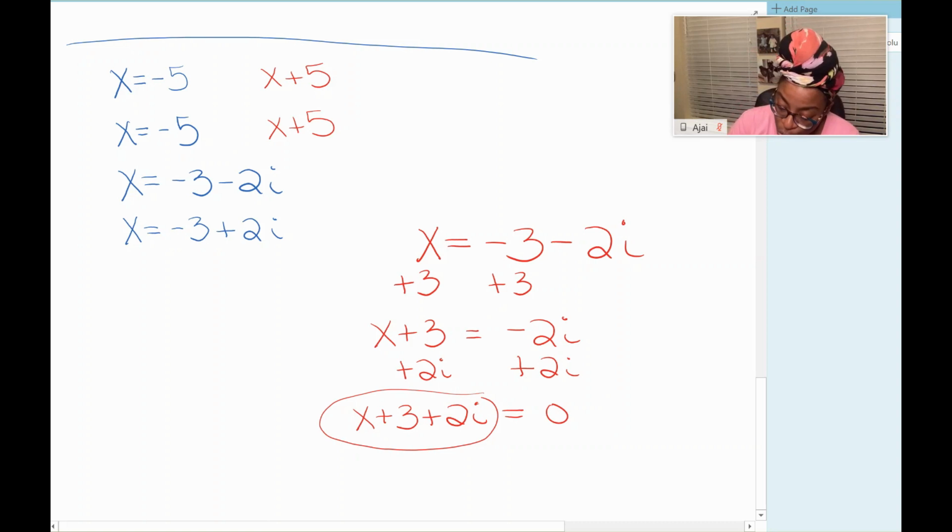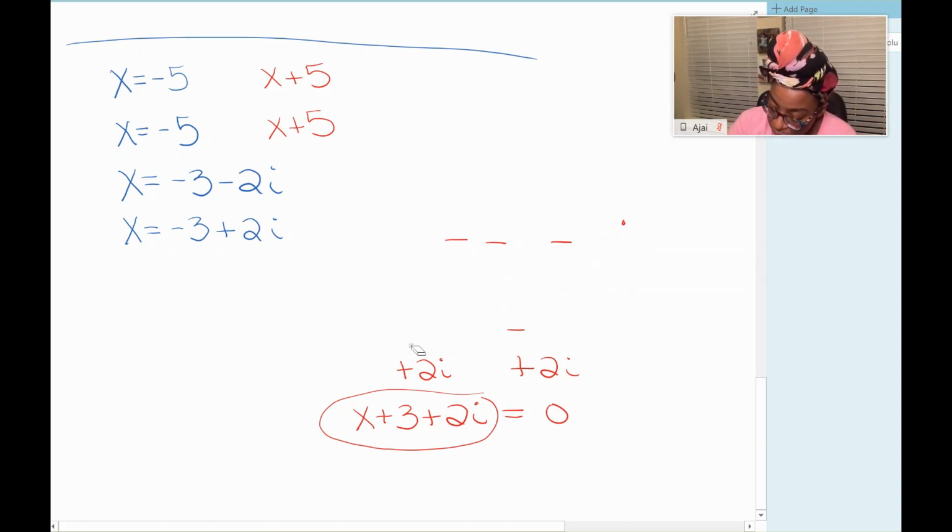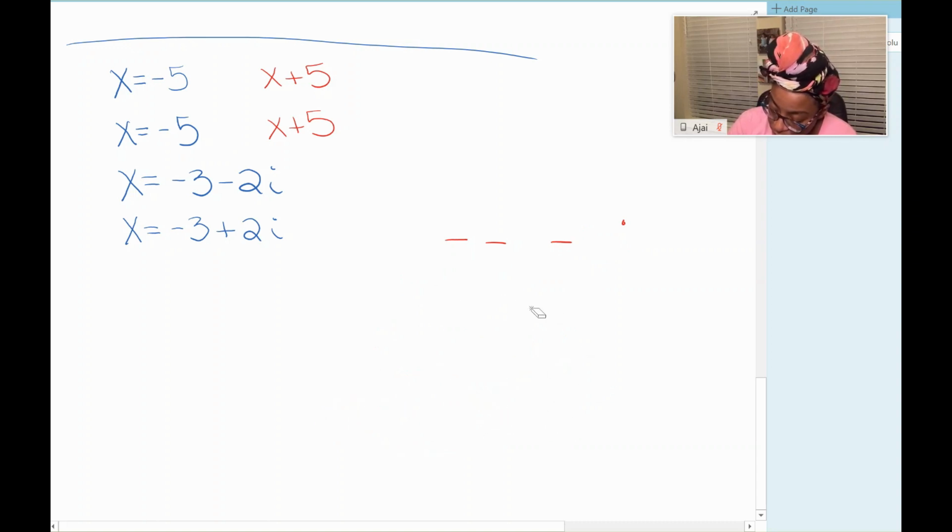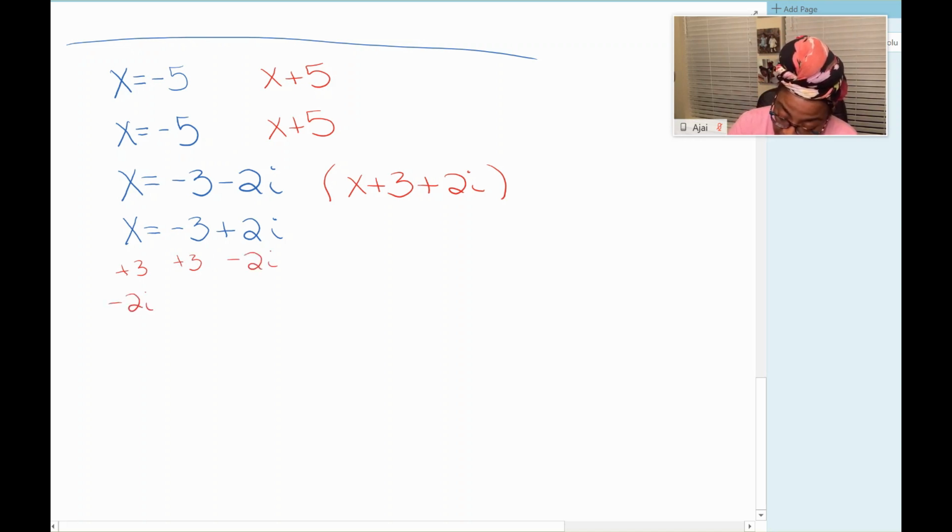So when you look at this one right here, I'm going to erase this. Okay. When you look at this one, it should be x plus 3 plus 2i, based on what we just wrote, right? So the next one would be what? You got to move the 3, and then what else you got to do? You got to subtract the 2i. So this one would be x plus 3 minus 2i.